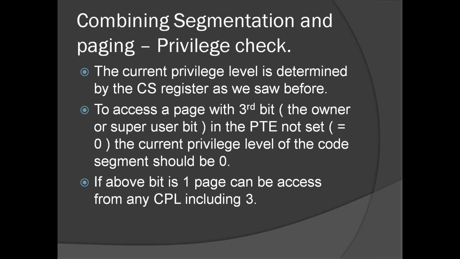So if the third bit is not set and the current privilege level of the code segment is not 0, you will get an access violation. If the above bit is 1, the page can be accessed from any CPL including 3. So that is another point. If the third bit, or the user bit, is set, it means that the page is a user mode page and can be accessed from any privilege level.